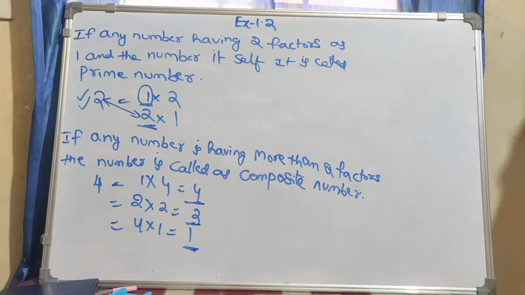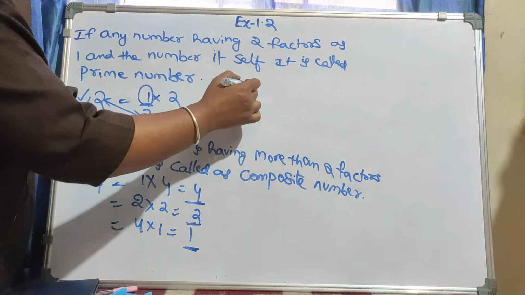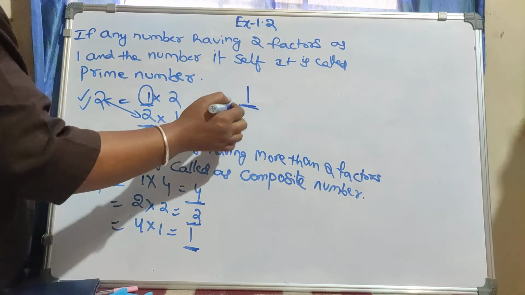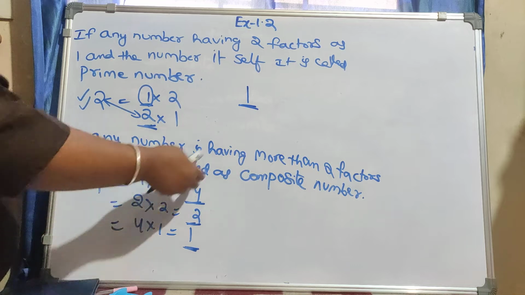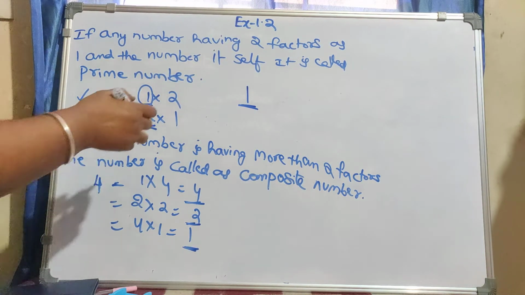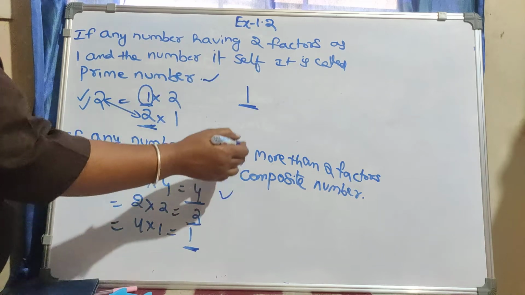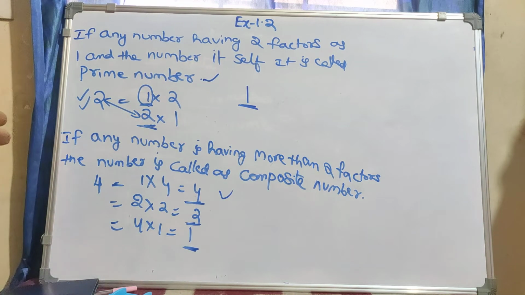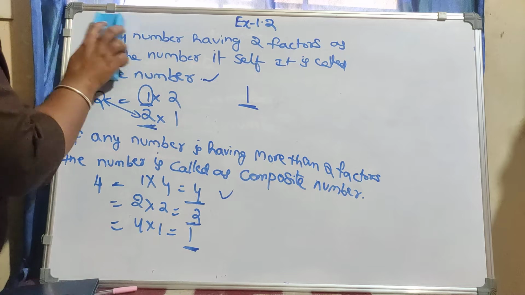When we know the terminology and the difference, it is easy to solve the problems. A special point: 1 is neither a composite number nor a prime number. So 1 does not belong to either of these categories. Now we will move into the exercise.